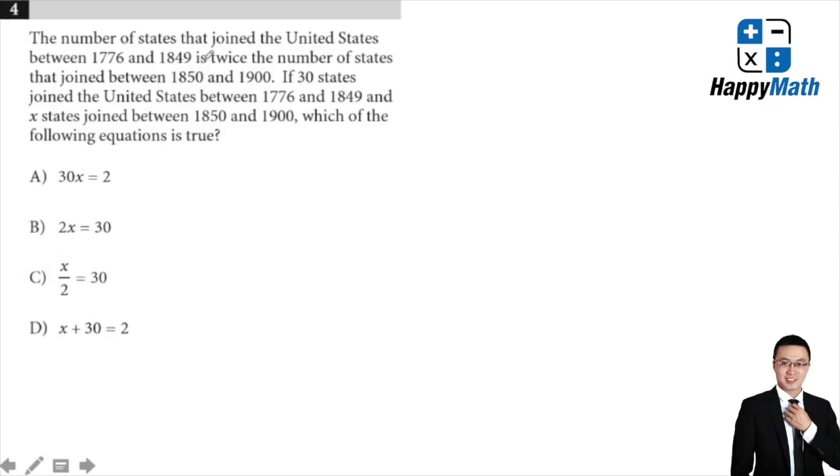For the number of states, the United States in between, the 76 becomes 49, which is twice the number of the 15 and 0 and 0. The 19 states between here means 13 here will be twice this one, x. So what is the following equivalent? B, 2. So 30 equals 2x, cancel, is B. B is the right answer.